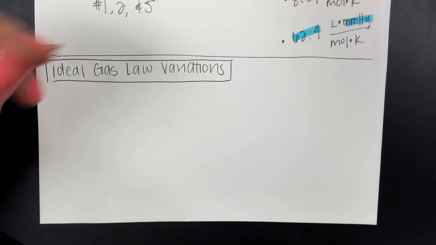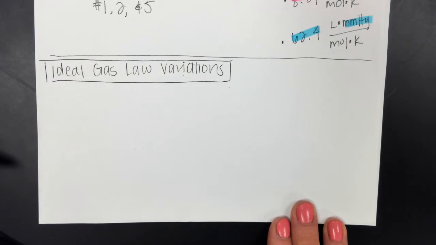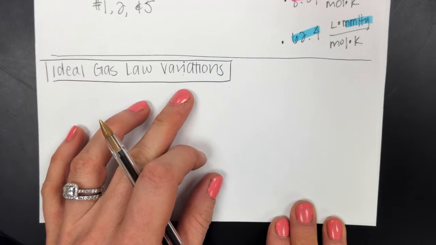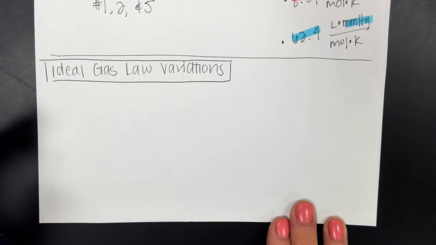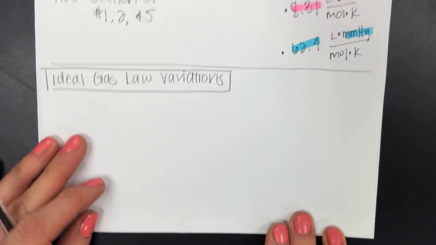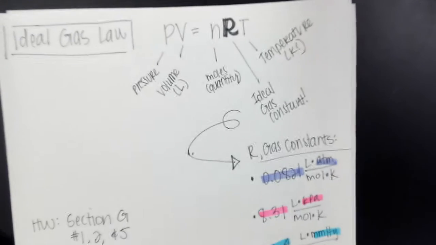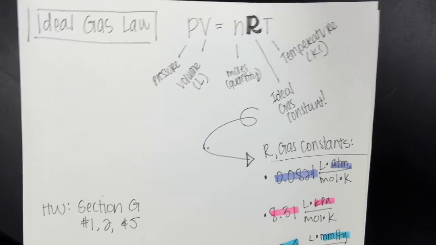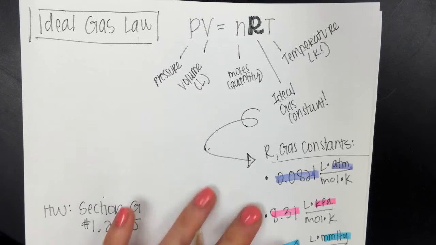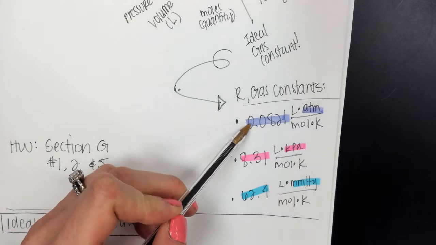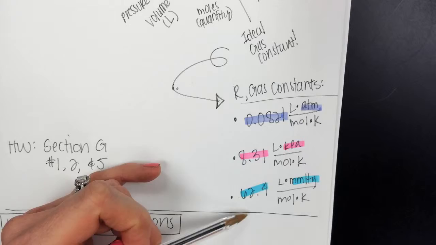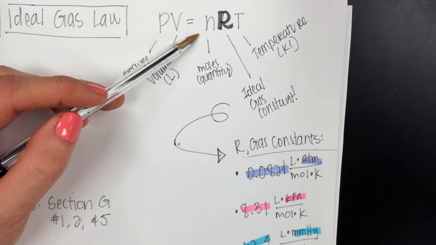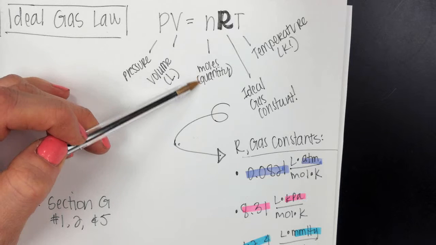Hey guys, I just wanted to leave you a few notes on ideal gas law variations, and there's really just one formula that we use that is a variation on the ideal gas law that we learned yesterday. Okay, so you took these notes, these are your R's or your ideal gas constants, and I just want to remind you that n is moles.